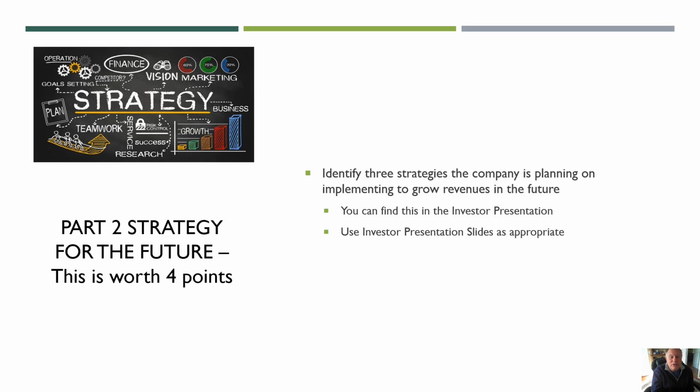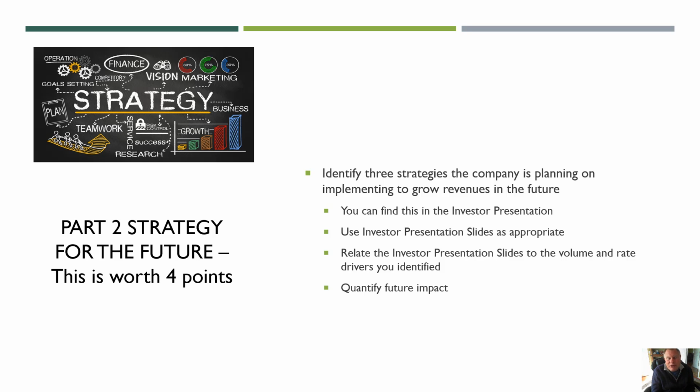Again, you can find this in the investor presentation. Here's the investor slides. You don't need to always recreate something. You just need to identify what it is. Then relate the investor presentation slides to the volume and rate drivers you identified. So if you can't take a strategy and say, is this going to affect the rate or the volume, then you haven't determined either the right rate drivers or the strategy isn't getting you to what you need to know: how to grow the business.